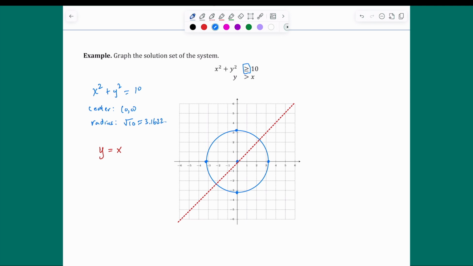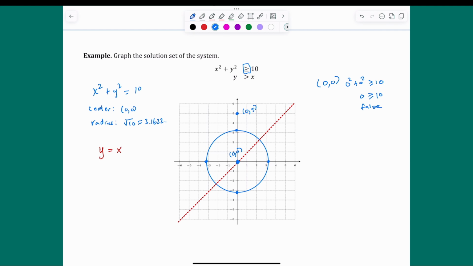All right, let's take some test points. So let's do the circle first. The best point in the circle here is the center. So we'll take 0, 0. It's not on the equation of the circle. And I'll take a point, say like 0, 5. All right, let's test 0, 0. Is 0 squared plus 0 squared greater or equal to 10? The left side gives us 0. 0 is not greater than 10, so that's false.